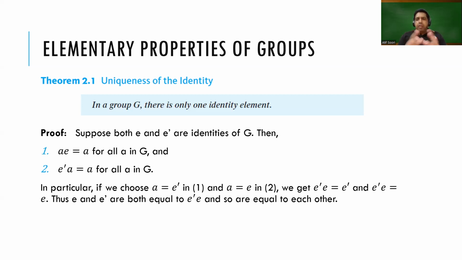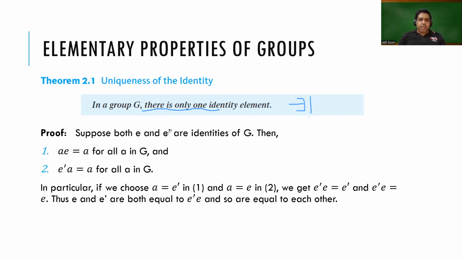As you recall from set theory and logic, whenever we want to prove that there is a unique element which satisfies some property, we always have to go contrary to the statement. First, let me tell you what the statement says. This statement is about the existential unique quantifier, as you remember from logic. So there is only one identity element.